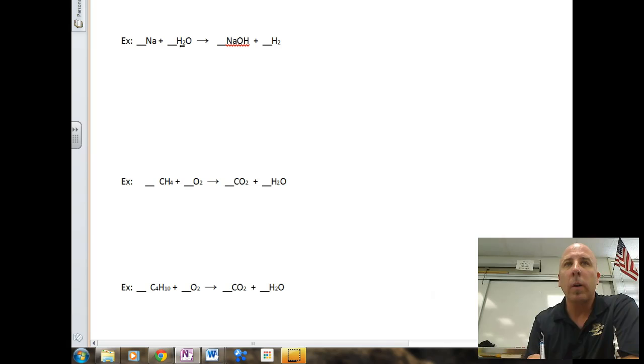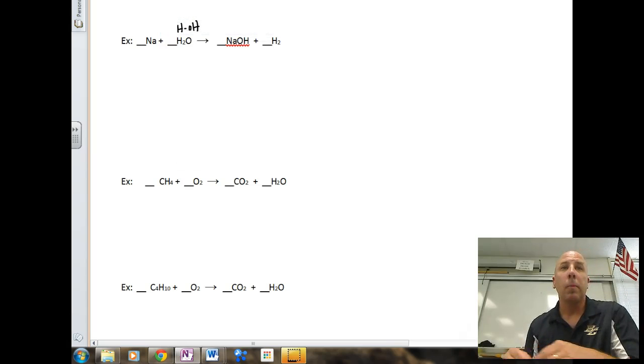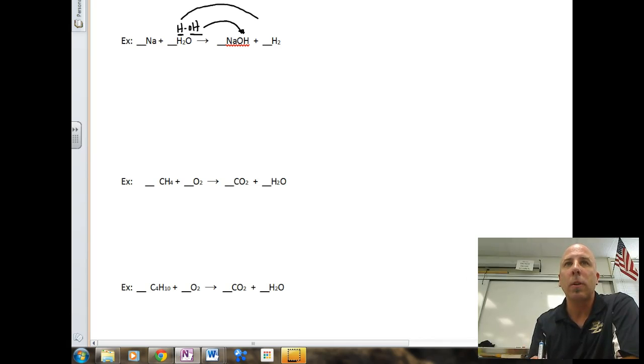If I see water on one side and a hydroxide on the other, I'm going to rewrite the water as H-OH. It means exactly the same thing as water. It's still going to be 1 oxygen and 2 hydrogens. The only reason I like to do this is then I take this hydroxide and I balance it separately off of this hydroxide. And then I take the hydrogen and I balance it separately off of that hydrogen. Now, if I separate it out like that, it just makes it easier to balance.